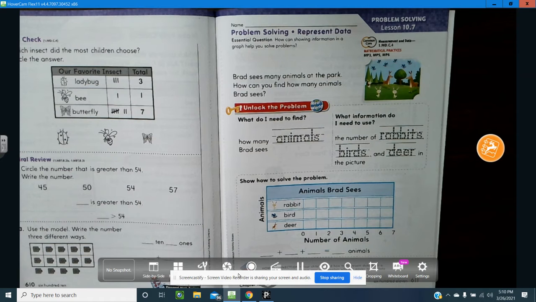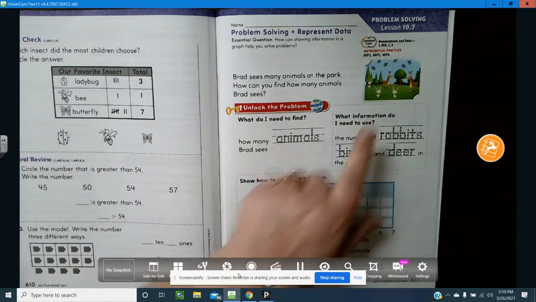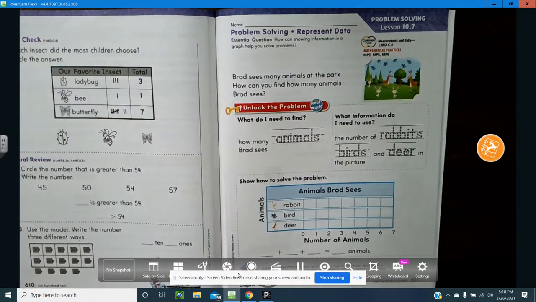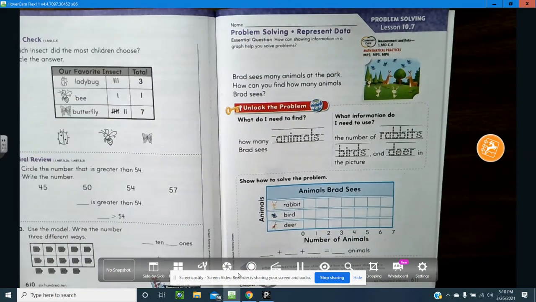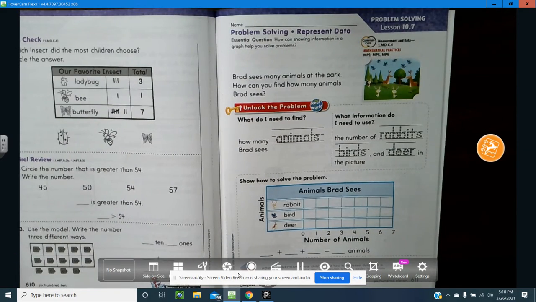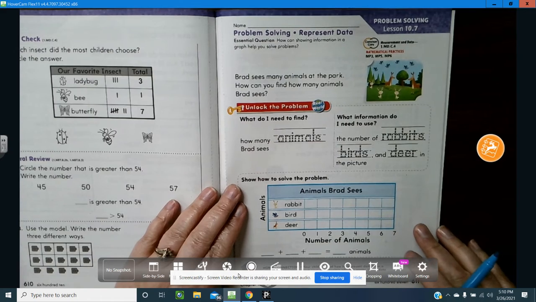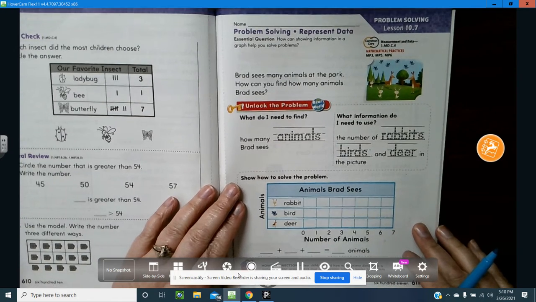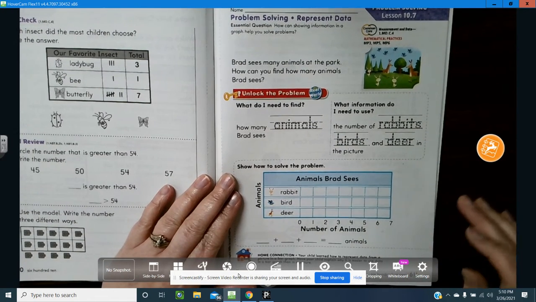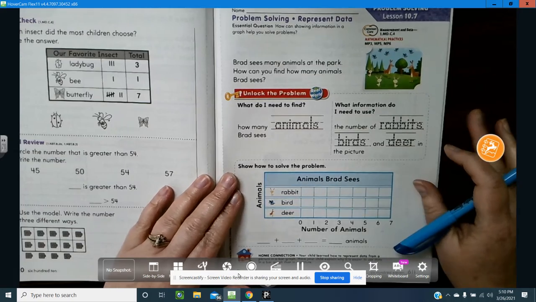This is problem solving using all of those graphs we've talked about: picture graphs, bar graphs, and tally charts. Boys and girls, this lesson 10.7, we're just going to go over a few of the questions with you. The others you can work with your family. It's just about using that information in different ways, how you can find out more and less and add things together and take them apart.